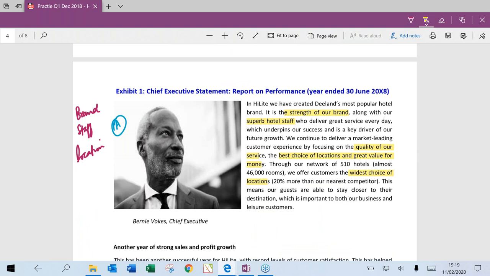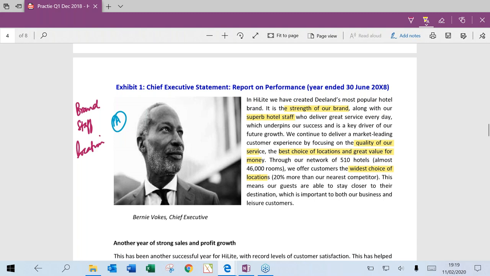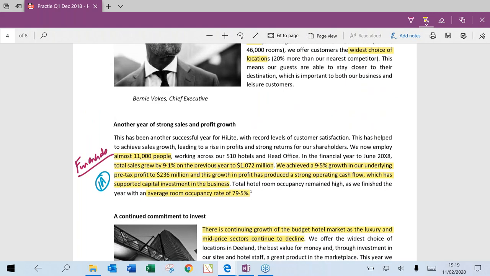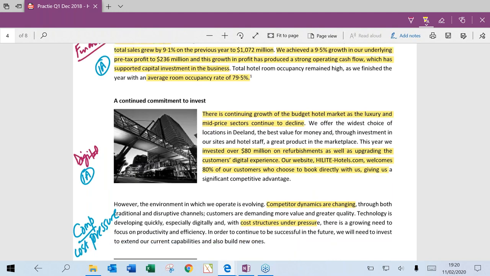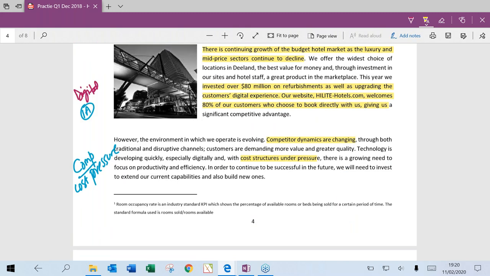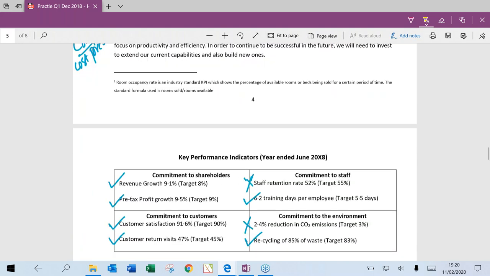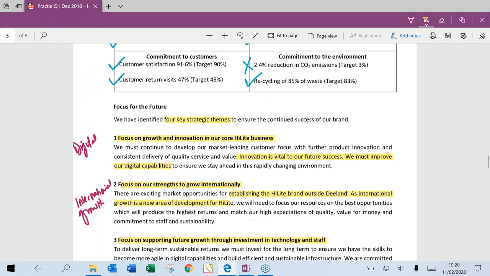So we read exhibit one yesterday. And again, I will just quickly go through the referencing done on the left-hand side in red. In summary, we've got good brand, good staffing, good location, and some financials were given about our number of employees, total sales, profit growth, strong cash flows. And then we invested heavily in digital and technology. And then something about competitors, dynamics are changing, cost structures under pressure, some KPIs, and focus for the future.